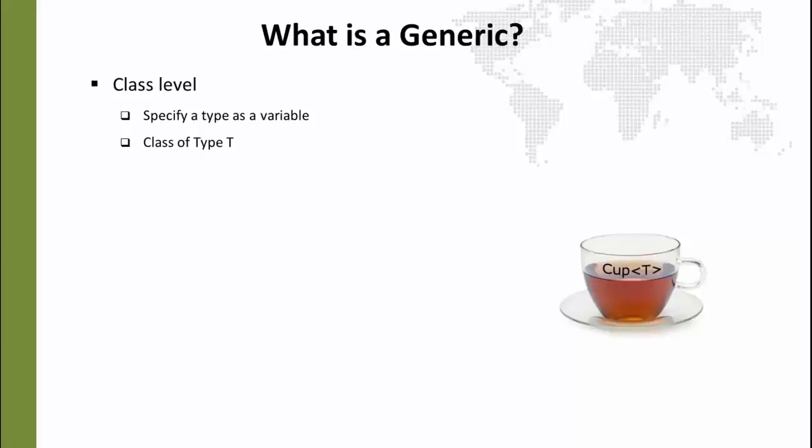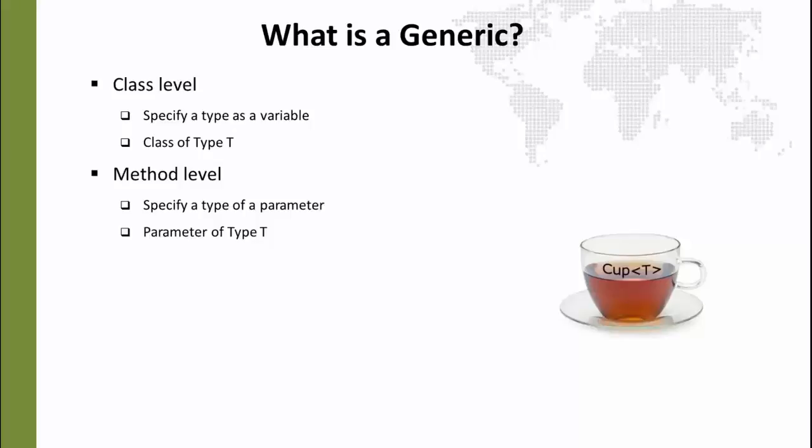The other way that we can create a generic is at the method level. And it's basically the same thing, except instead of where we are declaring our class and we are using a type that is going to be the type throughout that class, with the method level, we're just declaring a type for our parameters.